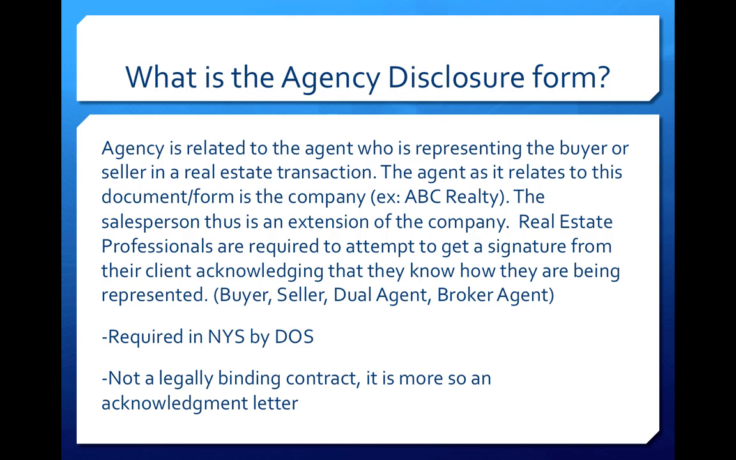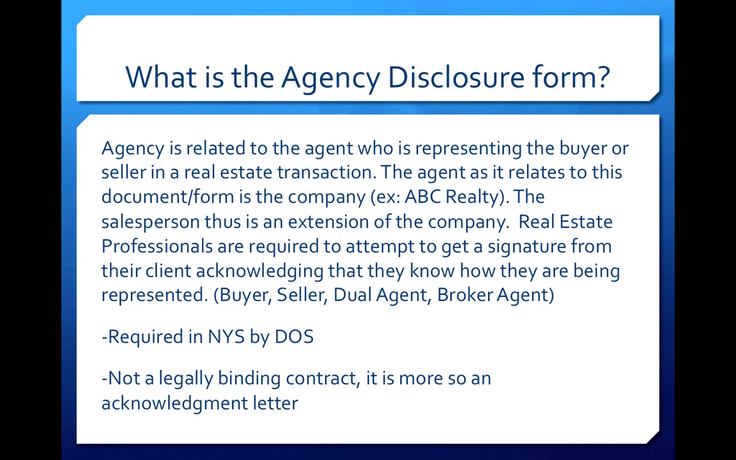Now, when they're talking about the agent, they are talking about it in terms of the document in the form of the company. Okay, so the brokerage. In this case, we'll just call it ABC Realty, but you know all the big names in your area. The salesperson you're probably working with is an extension of the company. So that salesperson works for a specific company. The company is what this document will be referring to as the agent, okay?